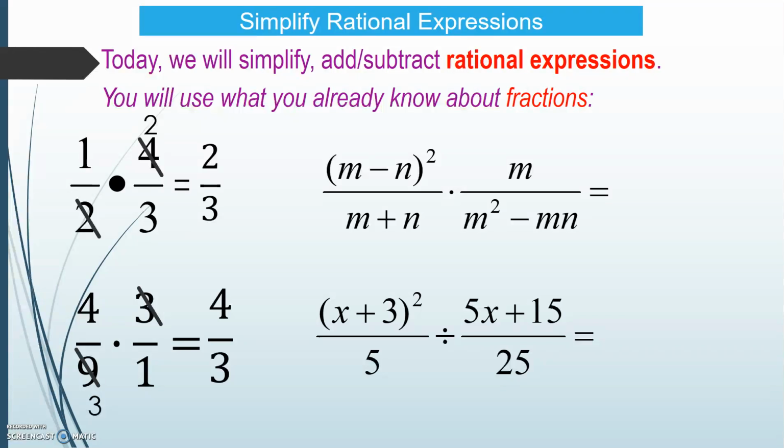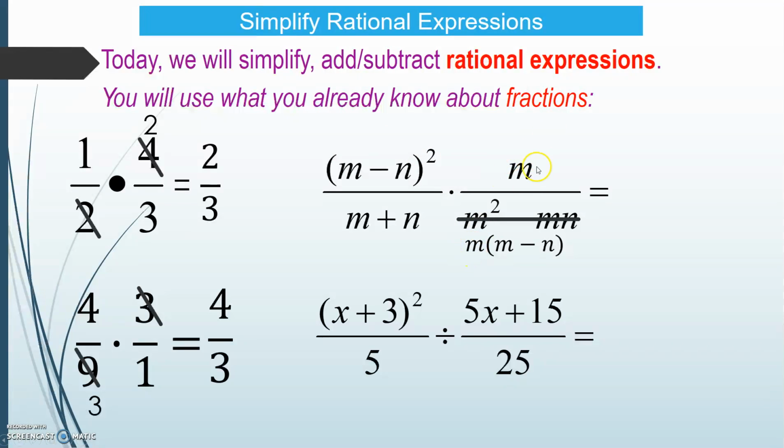So what you want to do is make sure everything is factored. So I see I have m squared minus m times n, and there's an m in common. So I'm going to factor out a GCF in that bottom one, and it looks like this. And now I'm looking around to see, do I have anything in the numerator that's also in the denominator? And I have a couple of things.